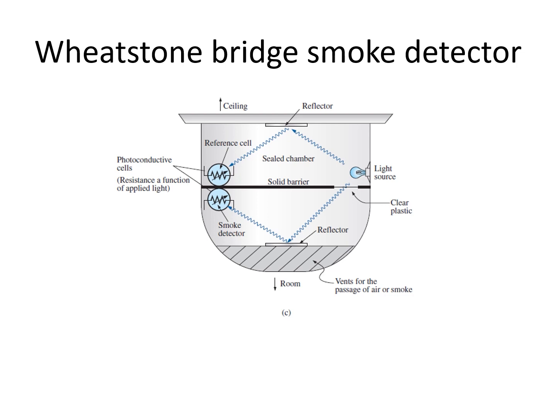This is actually how the Wheatstone bridge smoke detector is implemented. This is your room smoke detector, light source. This is clear plastic. Okay, this is the sealed chamber, reference cell, and these are photoconductive cells. So this is how you are going to place the Wheatstone bridge practically in a room.